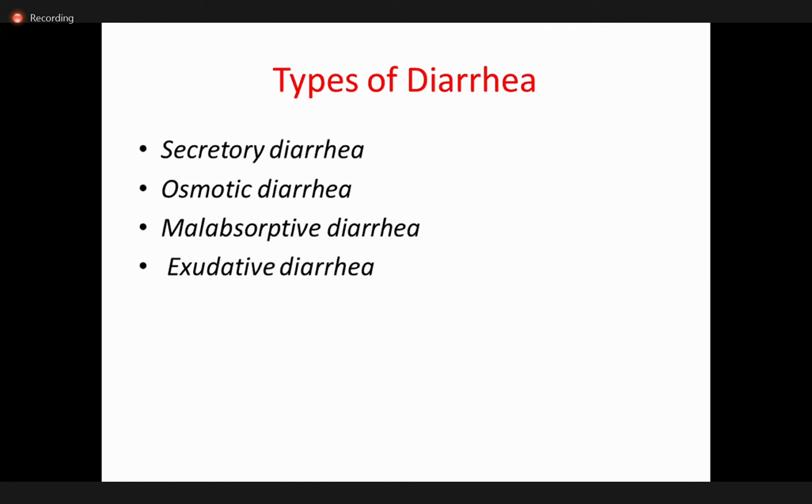So what are the cases in which osmotic diarrhea usually occurs? Ingestion of poorly absorbed substances like carbohydrates, or in case of malabsorption like lactose intolerance. Lactose is consumed, but due to the deficiency of the enzyme lactase, it cannot be hydrolyzed into glucose and galactose.